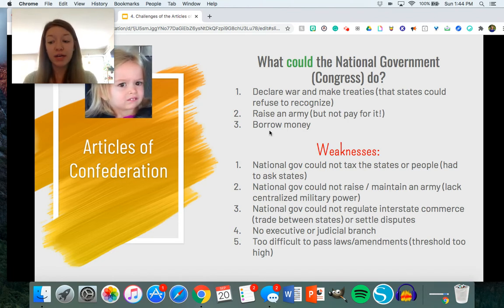It was hard to get states to all agree because these states had hundreds of years at this point to develop different economies, different backgrounds, different interests. So it was really difficult to get all of the states to agree on those laws and potential changes.